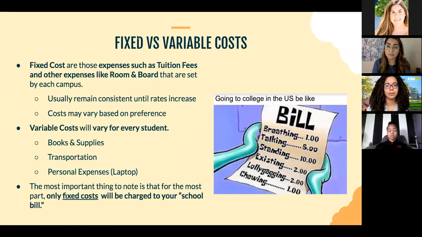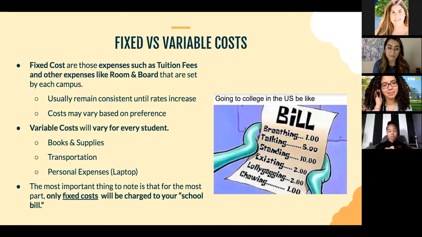When it comes to books and supplies, we encourage our students to try to find alternatives to purchasing textbooks through your campus. You can do rentals, go to the library. There are free downloads of books online. I know that's what I did. So if you can find those, that would be great. Just know that that's one of the types of variable costs.